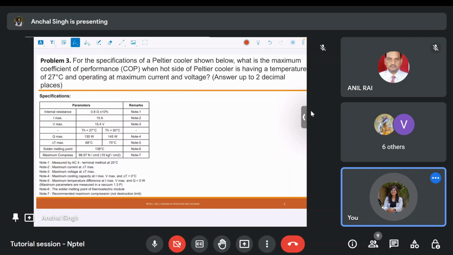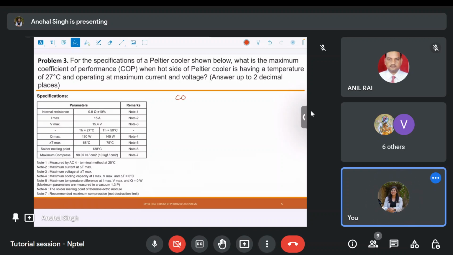So in problem 3, for the specifications of a Peltier cooler shown below, what is the maximum coefficient of performance when the hot side of the Peltier cooler is at a temperature of 27 degrees Celsius and operating at maximum current and voltage?